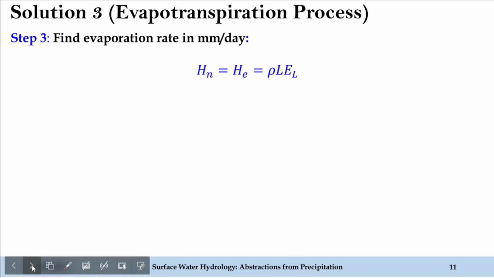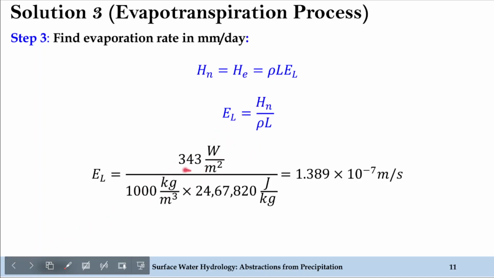In step 3, we need to find the evaporation rate in mm per day. So Hn is equal to He is equal to rho L El. This is the formula to be utilized in step 3. Now all this information is with us. We know the density of the water. We also know the latent heat of vaporization L. Now we have to utilize this information to find EL, that is the evaporation rate in mm per day. We can rearrange the above equation as EL is equal to Hn upon rho L.